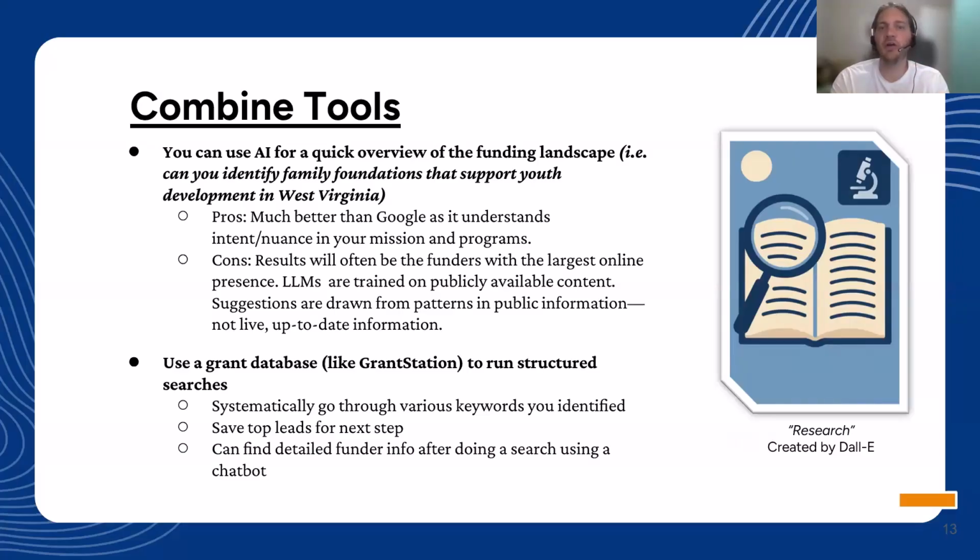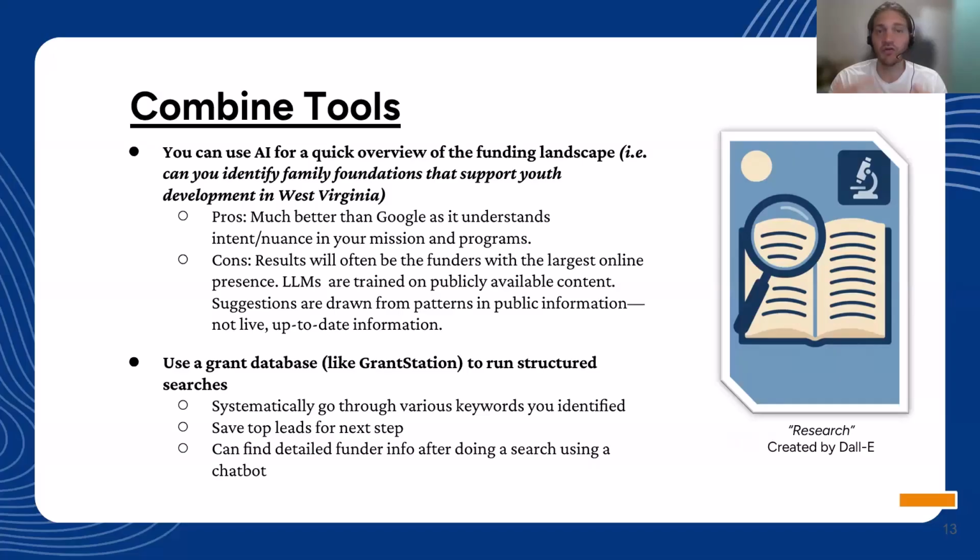Pros, first off, it is much better than Google at understanding, and I say understanding in quotes, intent or nuance in your mission and programs. So if you're doing a Google search for youth development foundations in West Virginia, it's only going to bring up foundations who specifically have those keywords. And that's how the Google search works. When you are using a chatbot for this, there's a little bit more leeway. It has a little bit more intent. There's a little bit more flexibility in the language, so it can often find more relevant funders for you.